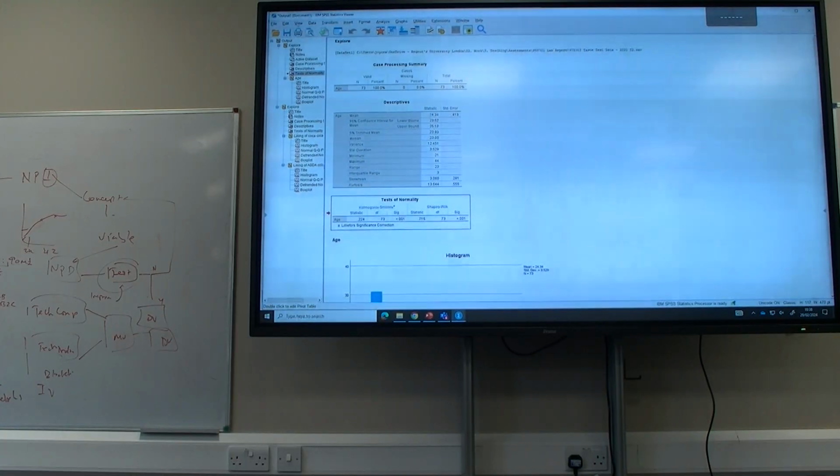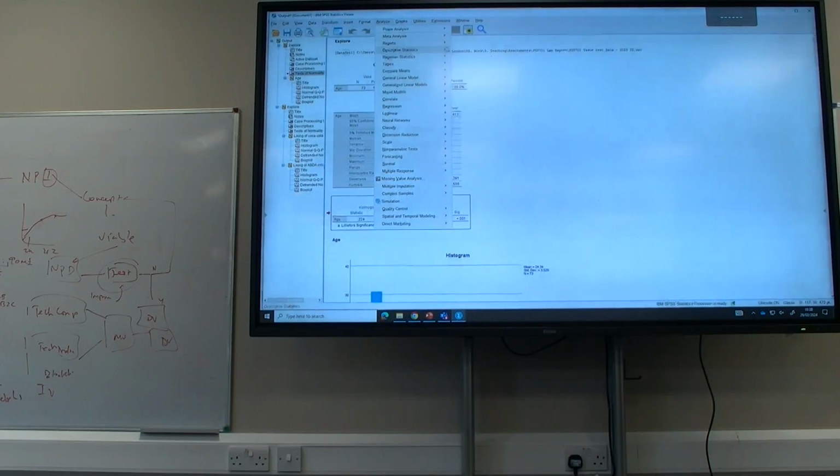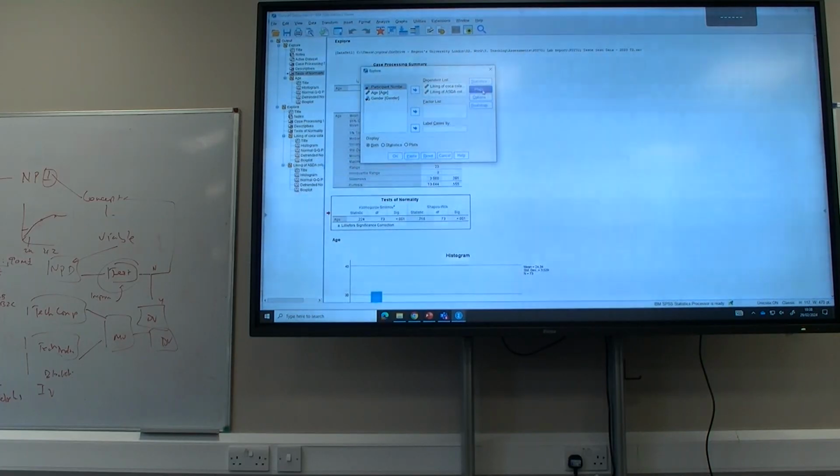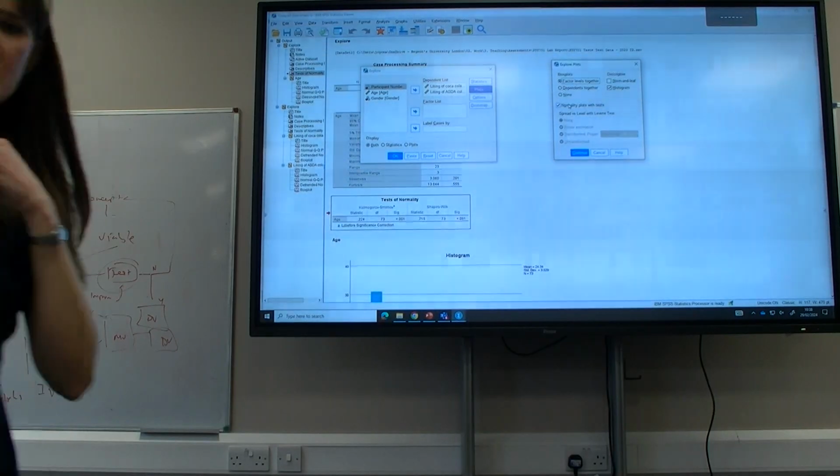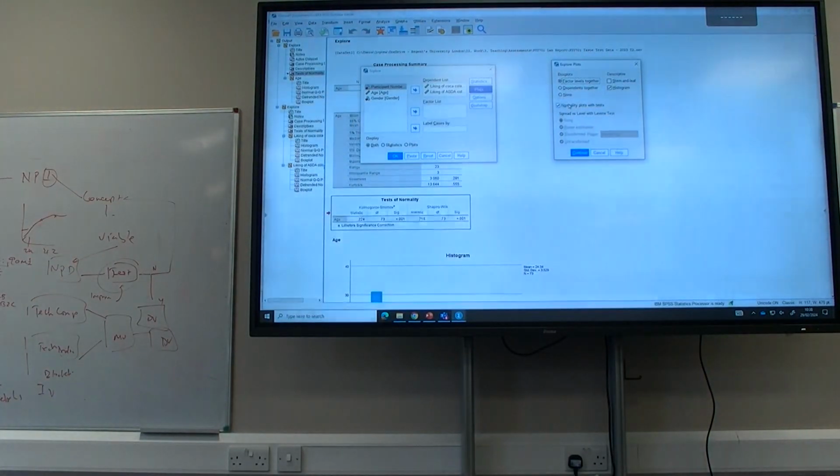Okay, so go back into analyze, descriptive statistics, and explore. In plots, make sure you tick this option, normality plots with tests, otherwise you won't have your normality test. Did you click on plots? Yeah, normality plots. It's okay. So you need to put age in as well. Just put age in the same one.